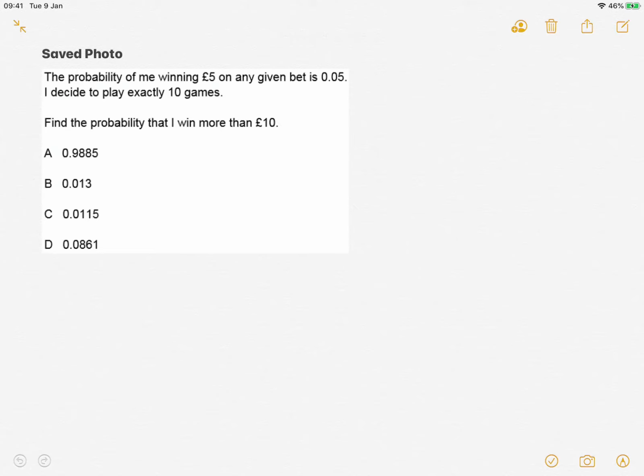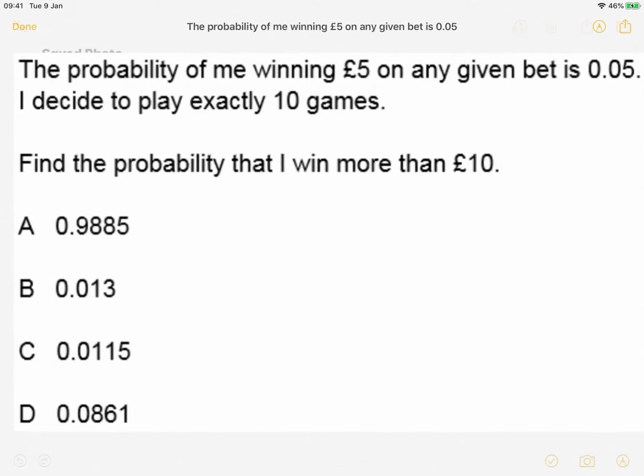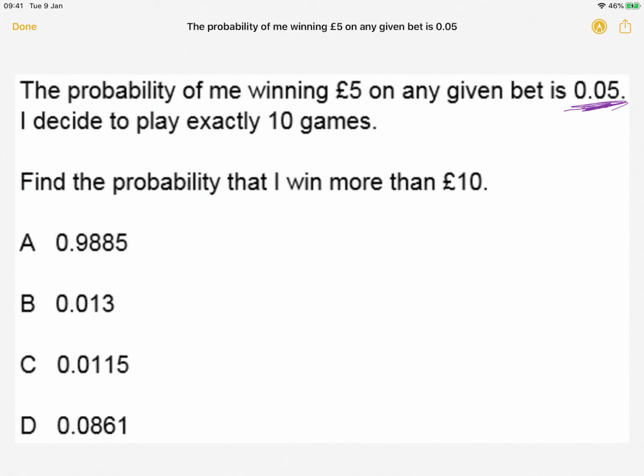So this time the probability of winning £5 on any given bet is 0.05. I decide to play exactly 10 games, find the probability that I will win more than £10. Okay, so the first thing to note is that it's going to be a binomial distribution because there's a fixed probability that is independent of previous goes. There's a fixed number of trials, and there's a probability of success or failure, so winning or losing the bet.